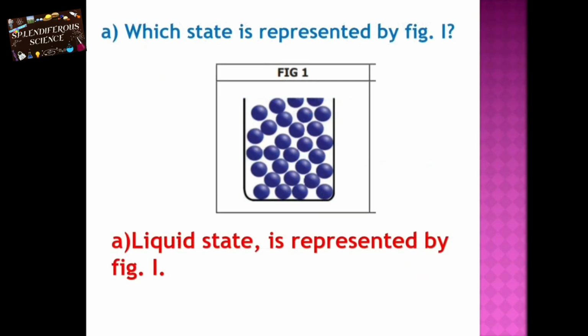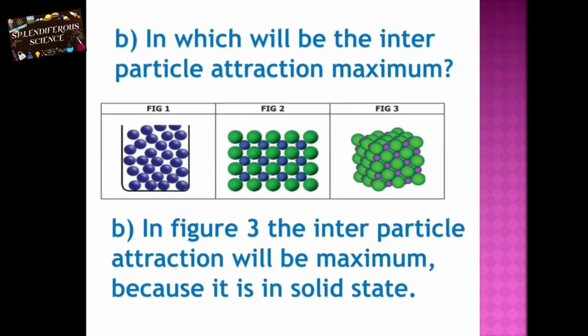A. Which state is represented by figure 1? You can see there are spaces in between the particles. So option A, liquid state, is represented by figure 1. B. In which will the interparticle attraction be maximum? In figure 3, the interparticle attraction will be maximum because it is in the solid state.